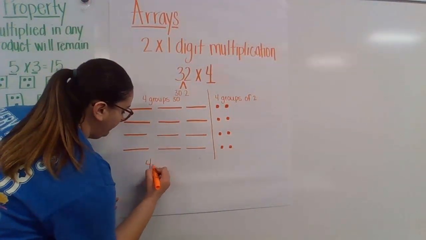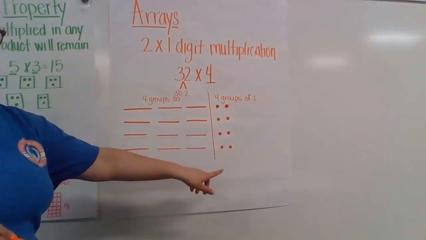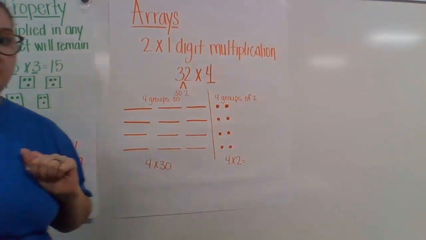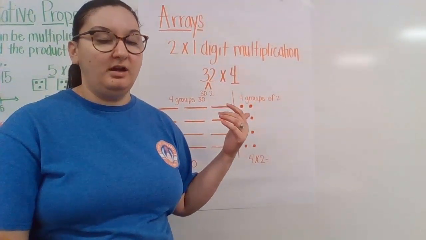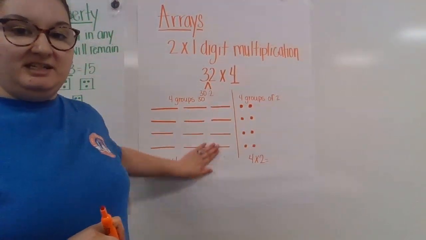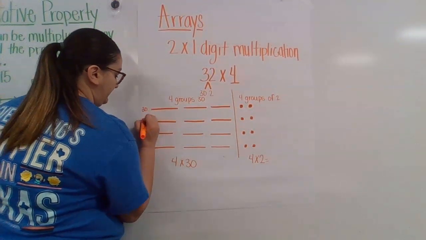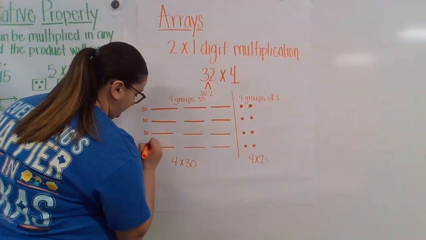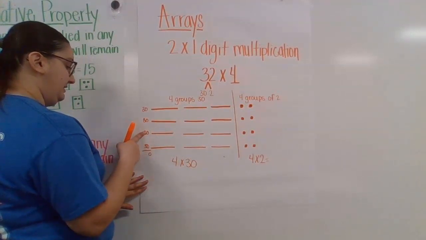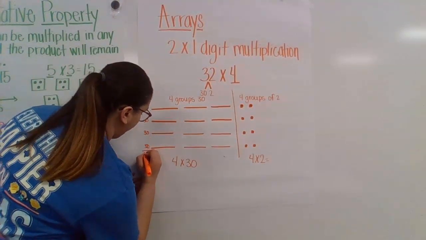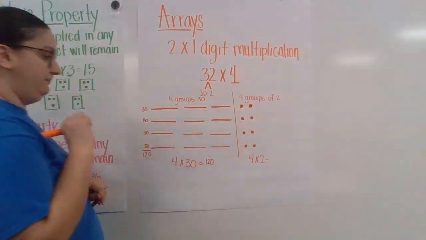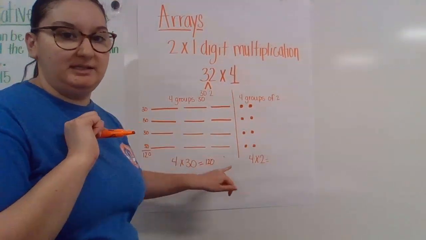This is going to be 4 times 30. This is going to be 4 times 2. Okay, so guys, all I'm doing is just like what we've been doing, using the models in equal groups. So 4 times 30, I'm only going to count what's in the tens place. So this is 30, this is 30, this is 30, this is 30. So if I wanted to add all those up, I have 3 plus 3 is 6, plus 3 is 9, 9 plus 3 is 12. So I have 120 over here. Okay. So my product for my tens place is 120.